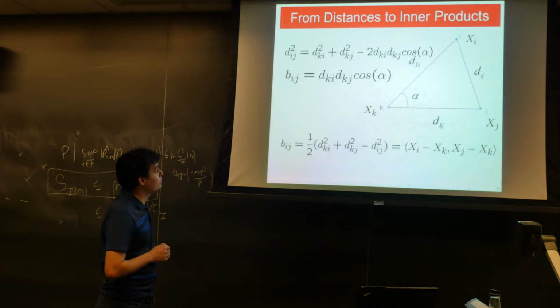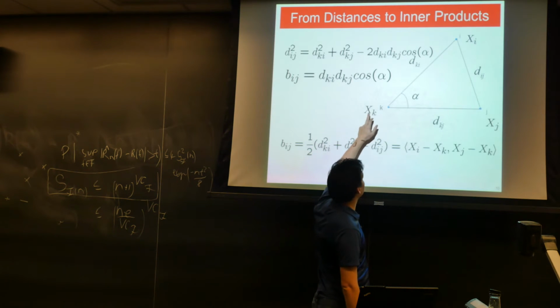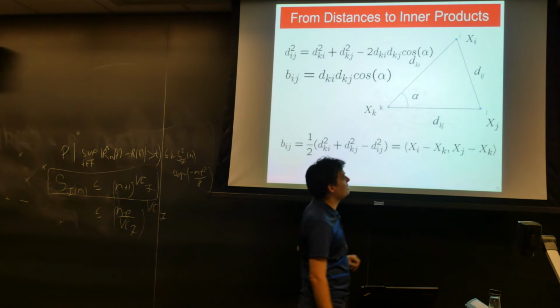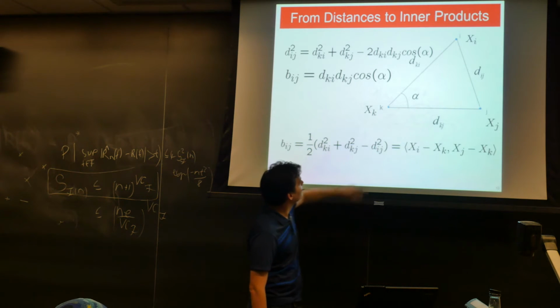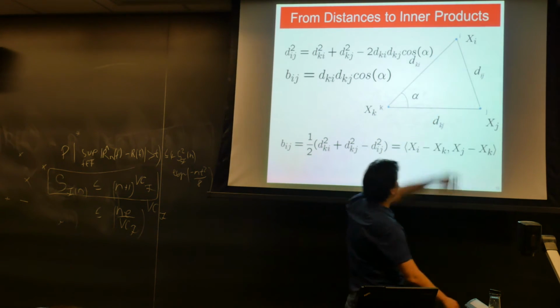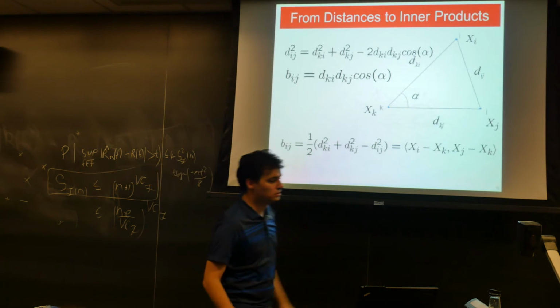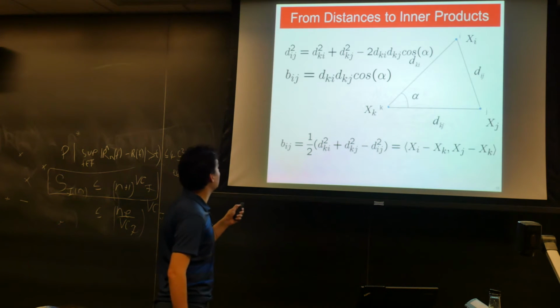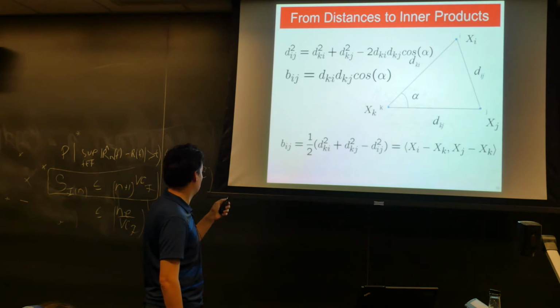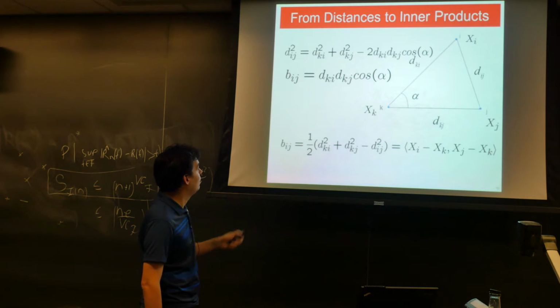All right, so here is what we are going to do. Say originally we had a data set with feature vectors xi, xj, xk. The distances between these feature vectors are denoted with d, so dkj is the distance between xk and xj, dij is the distance between xi and xj, and so on. Then using the cosine law, I know that this equation holds, where cosine alpha is the cosine of this angle. So that's the cosine rule.